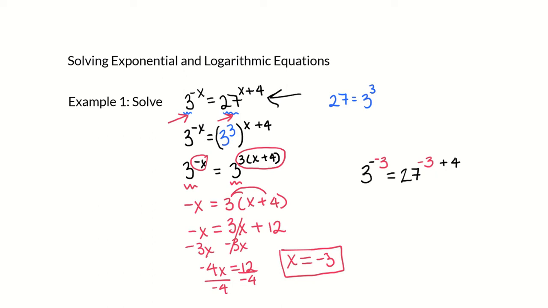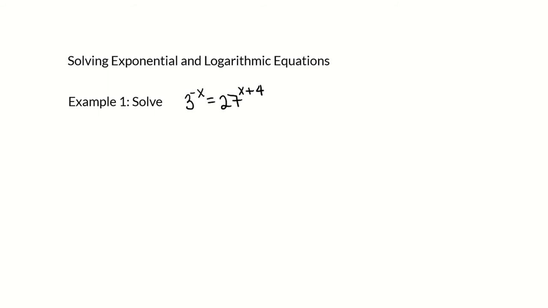Negative 3 is positive 3, so that's really 3 to the third on the left. And then on the right we have 27 to the negative 3 plus 4, which is 1. So now 3 to the third is 27. And 27 to the 1 is 27. So that answer, x equals negative 3, does work in this equation.